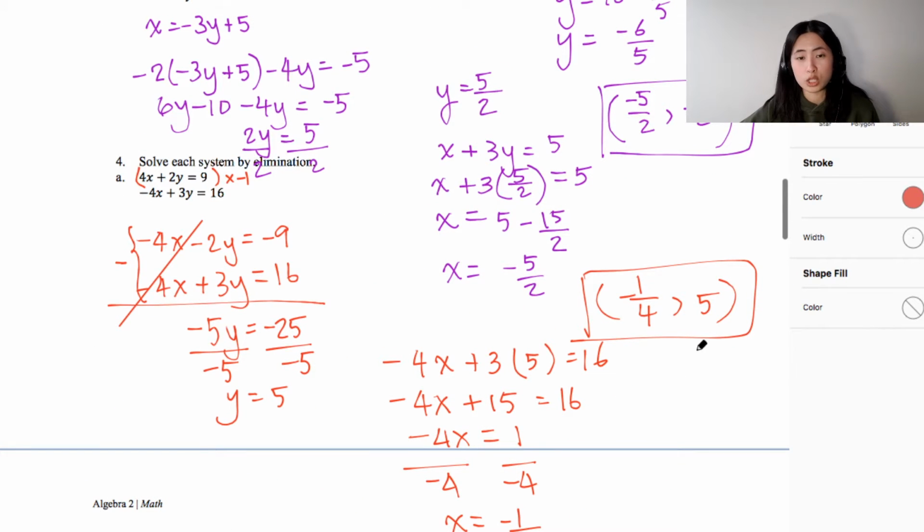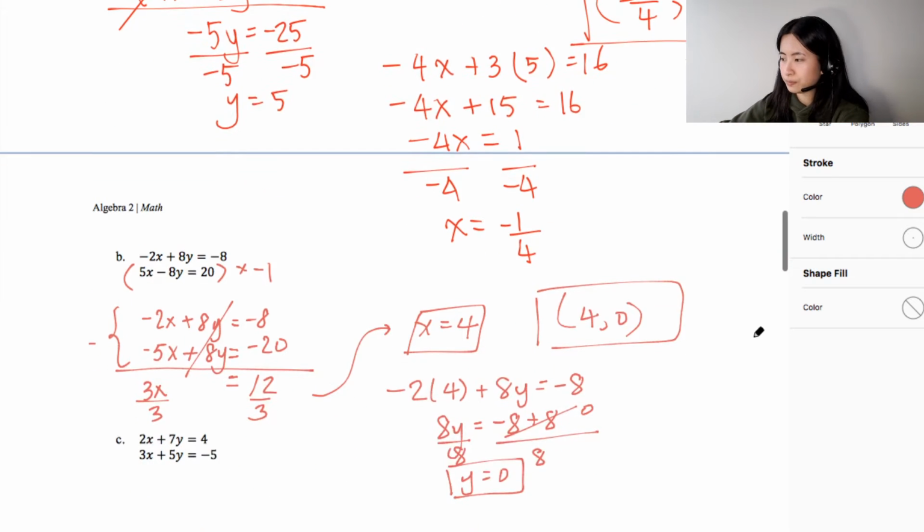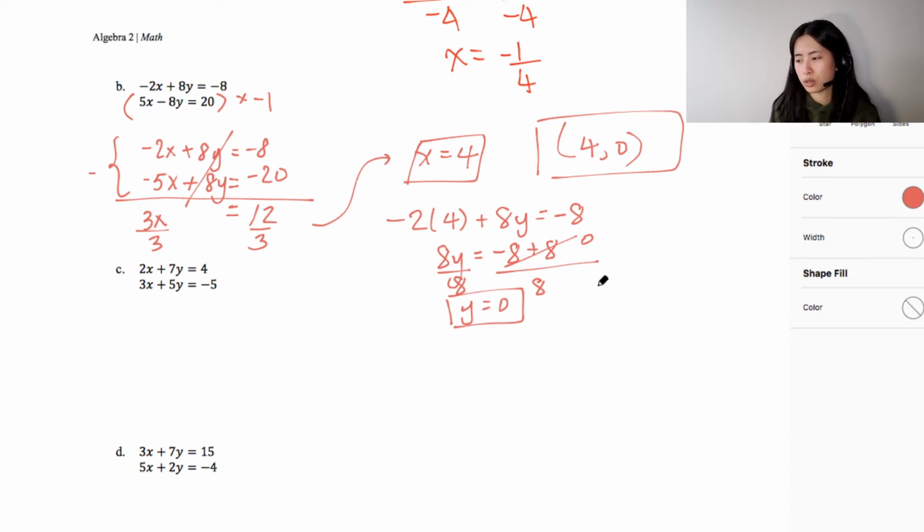Which is what we've been doing so far, right? So we're expressing our final answer as a coordinate. Okay, so let's proceed to part C.